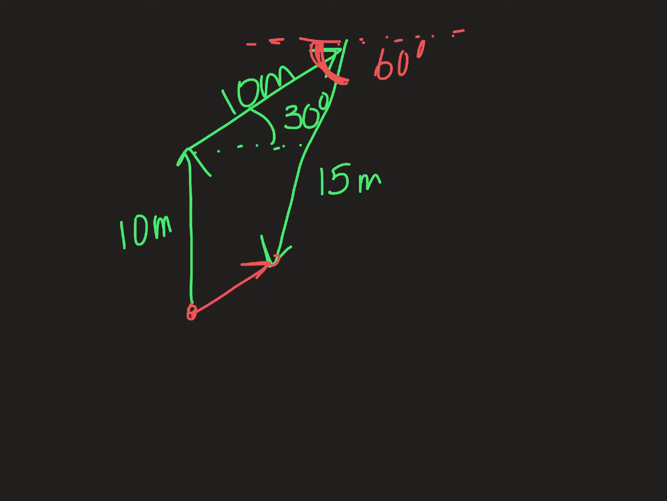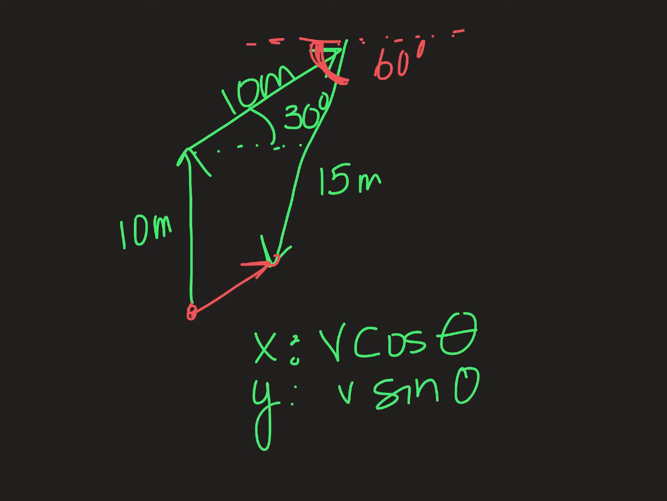Okay, so what we're going to do is break these up into the horizontal and vertical components. So we're going to use our SOHCAHTOA. And remember, the x component is the vector times the cosine of the angle, and the y component is the vector times the sine of the angle. Make sure your calculator's in degree mode. So we're going to use degree mode in physics.